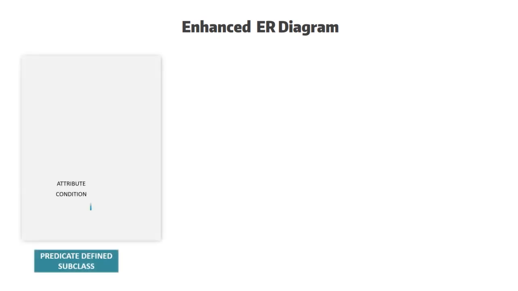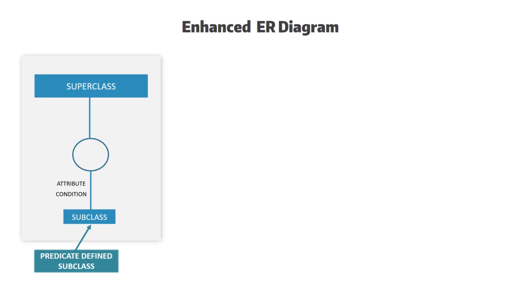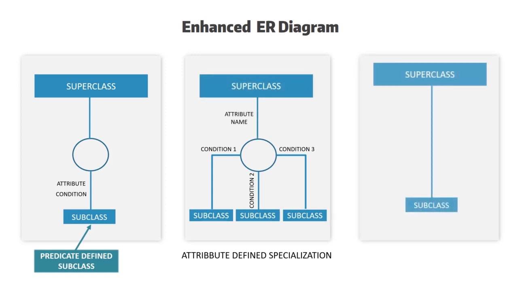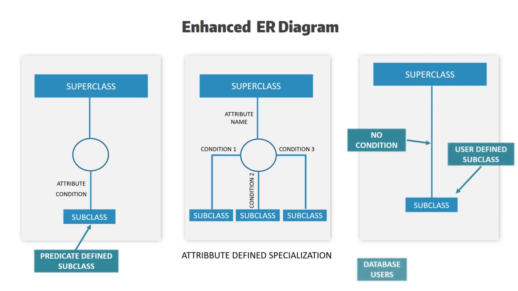In the enhanced ER diagram, a predicate-defined subclass will be displayed by writing the predicate condition next to the line that connects the subclass to the specialization circle. An attribute-defined specialization will be displayed by placing the defining attribute name next to the arc from the circle to the superclass. If there is no condition to determine members of a subclass, that subclass is called user-defined. Database users will determine the members in such a subclass.